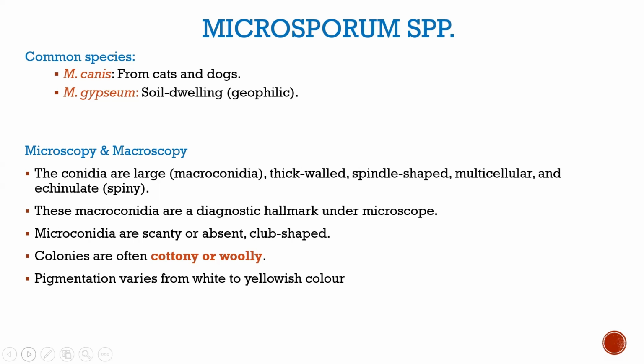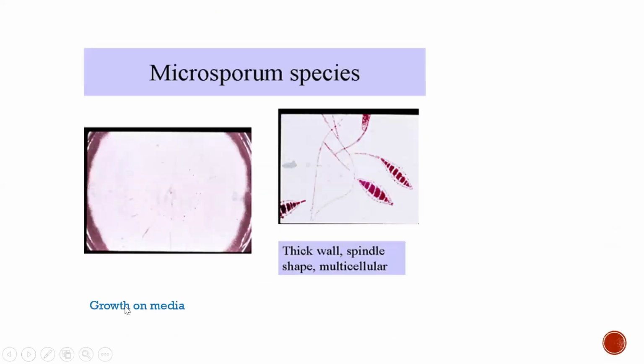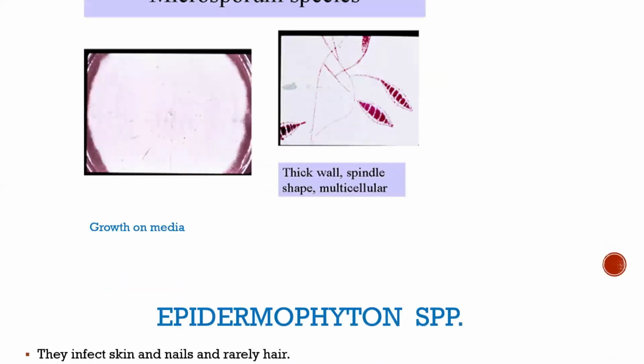So these are the macroscopy and microscopy for Microsporum species. Then this is a pictorial view of the growth on culture media, which varies from white to yellowish color. Then these are the macroconidia, which are thick walled, spindle shaped, and multicellular. This is a kind of spindle shape, unlike the Trichophyton that is pencil shaped. Hope you're noting down the key differences among them, just in case.